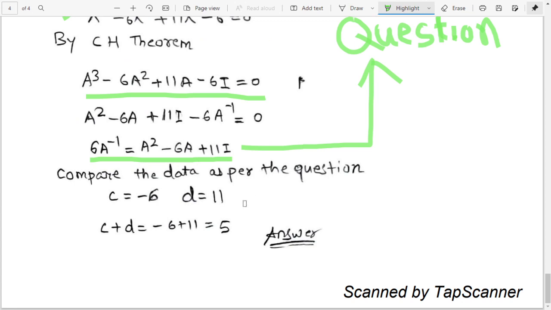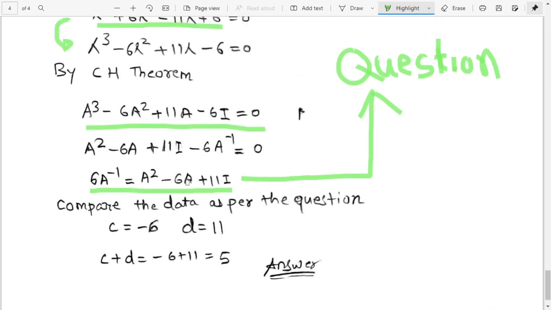Similarly, over here you get -6a plus 11i. After comparing that, you will get c equal to -6 and d equal to 11, and at the end they will ask about c plus d, that is -6 plus 11, you will get 5. So this is the final answer which you need to mark in the question.